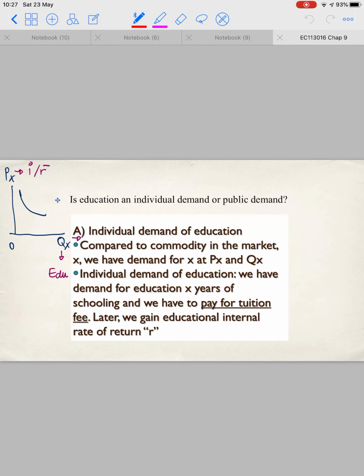Is education an individual demand or a public demand? It's a good question. Individual or public demand? The answer is both. It is both an individual and a public demand, because every household, parents, mom and dad, want their children to have a high education. They plan for their children to graduate from secondary school and then university, right?